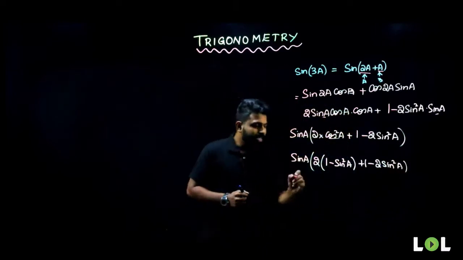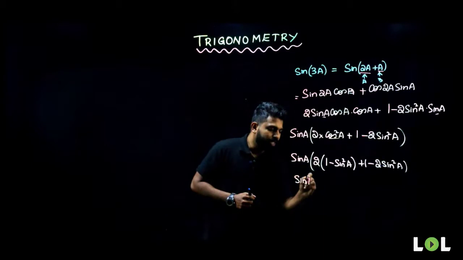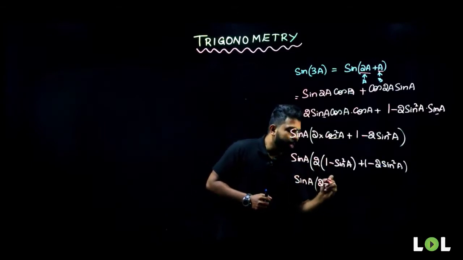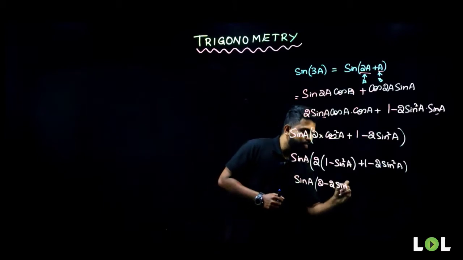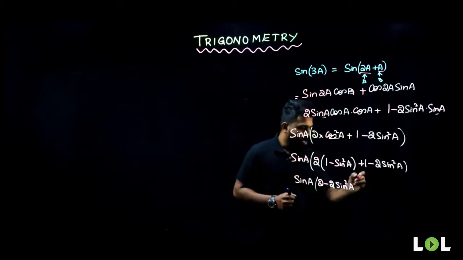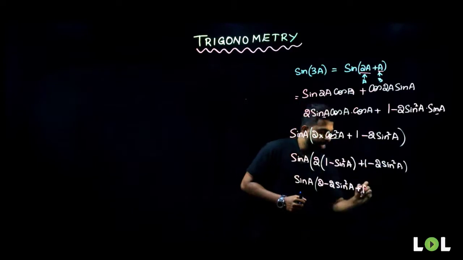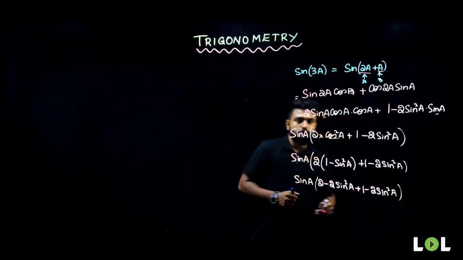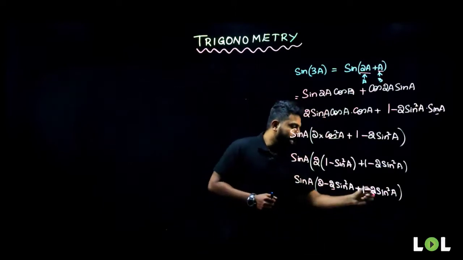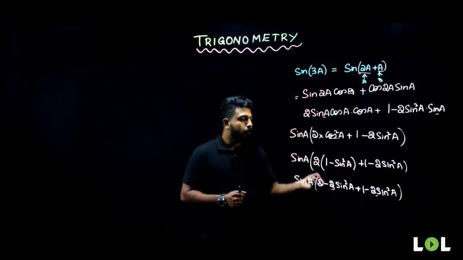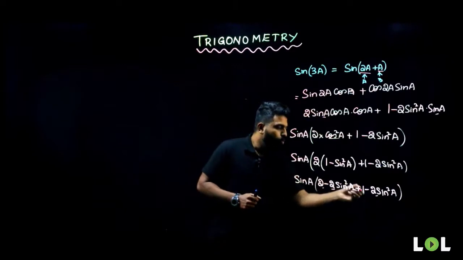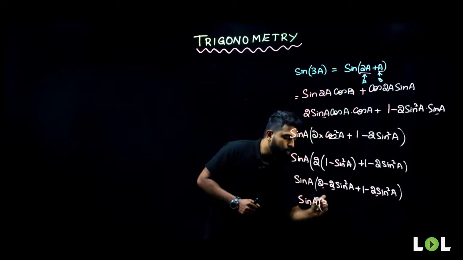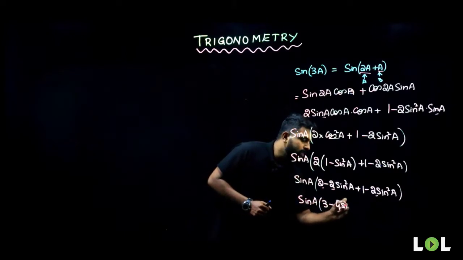Now if I multiply this, or if I solve this, what will I be left with? Sin a into 2, I'll take 2 inside, what will I be left with? 2 minus 2 sin square a plus 1 minus 2 sin square a. Now look at this, minus 2 sin square a minus 2 sin square a will give me minus 4 sin square a. 2 plus 1 will give me 3. So sin a into (3 minus 4 sin square a).